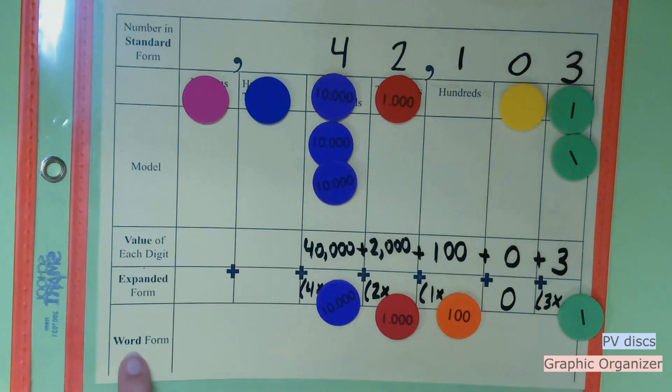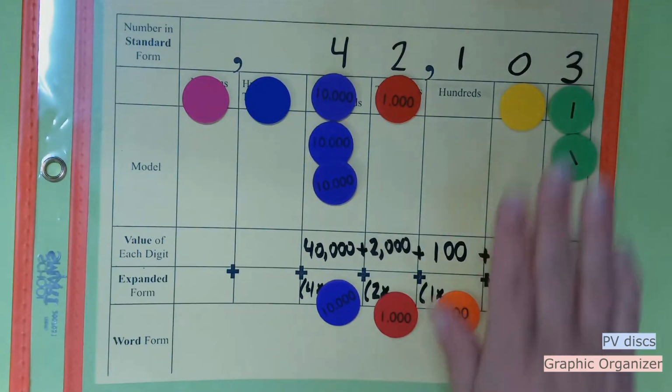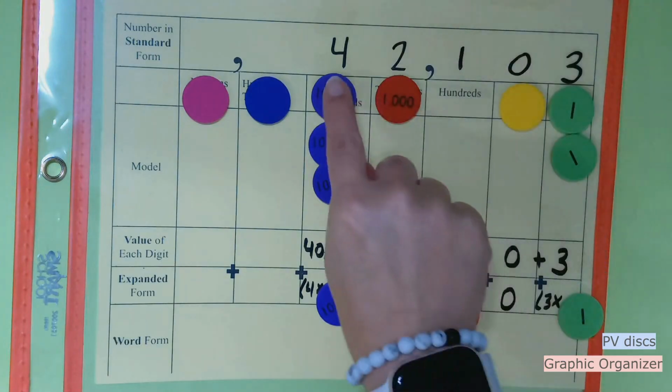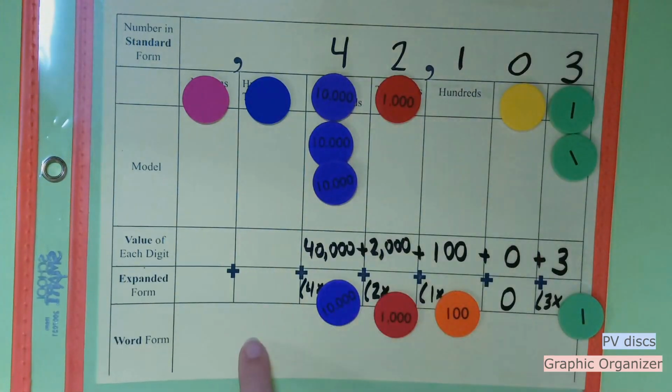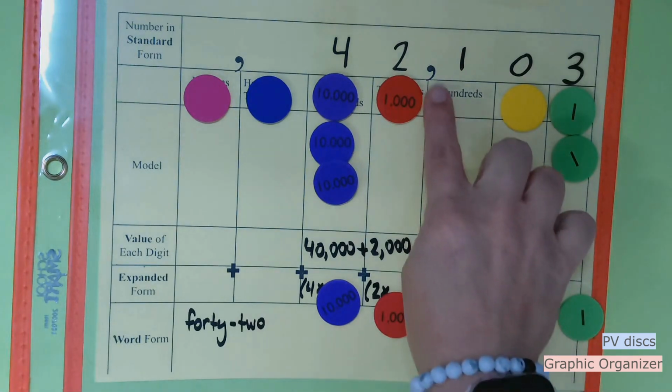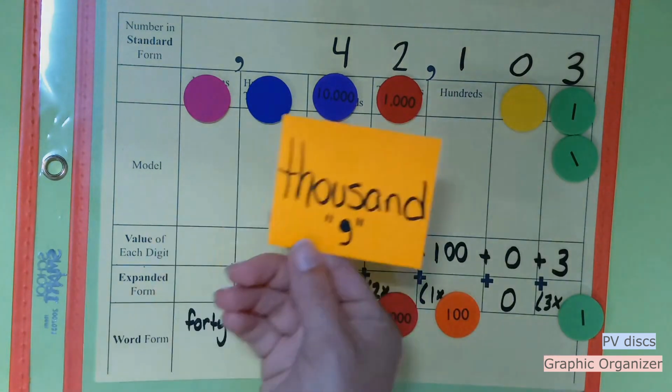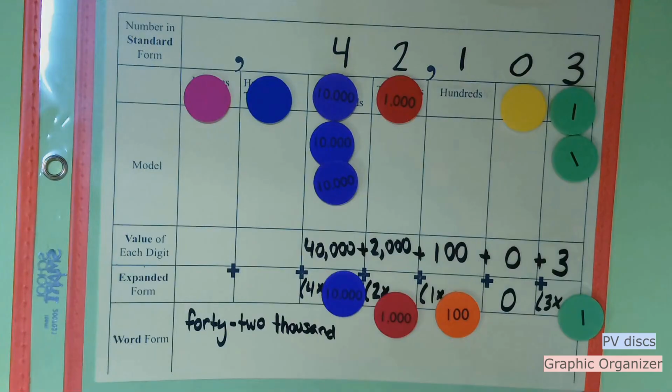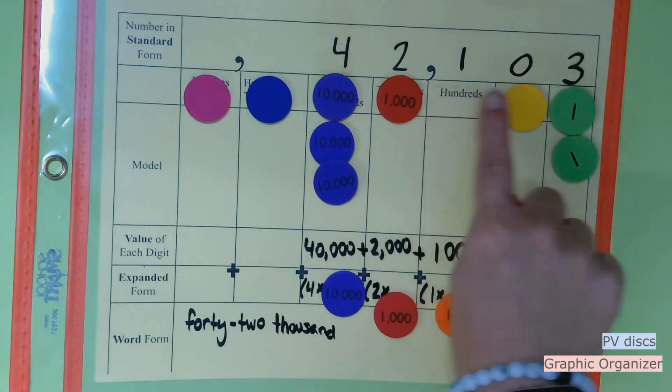Make sure to give opportunities where 0 is a digit in the numbers so they learn that it is not necessary to write it in expanded form because we also don't say it in word form, but it does matter because that means that there is no value in that place value.